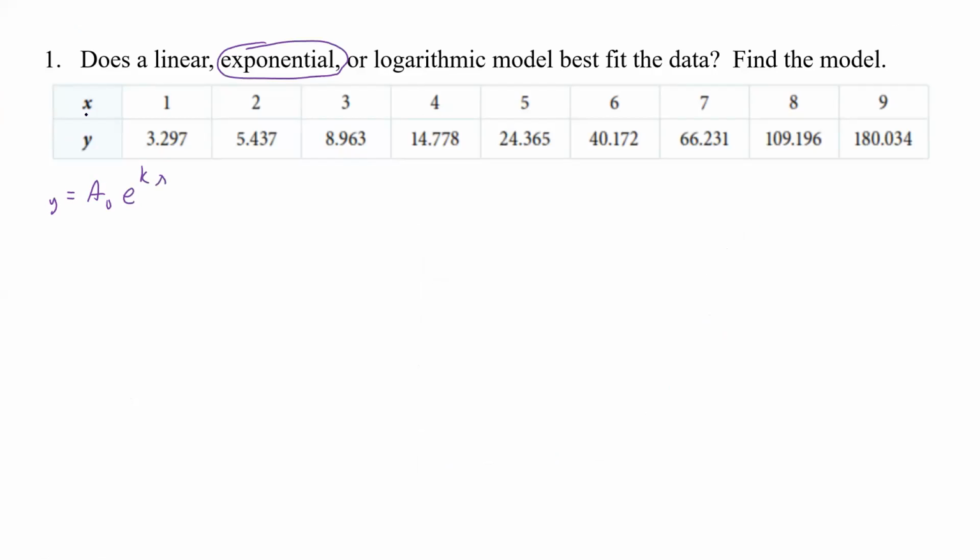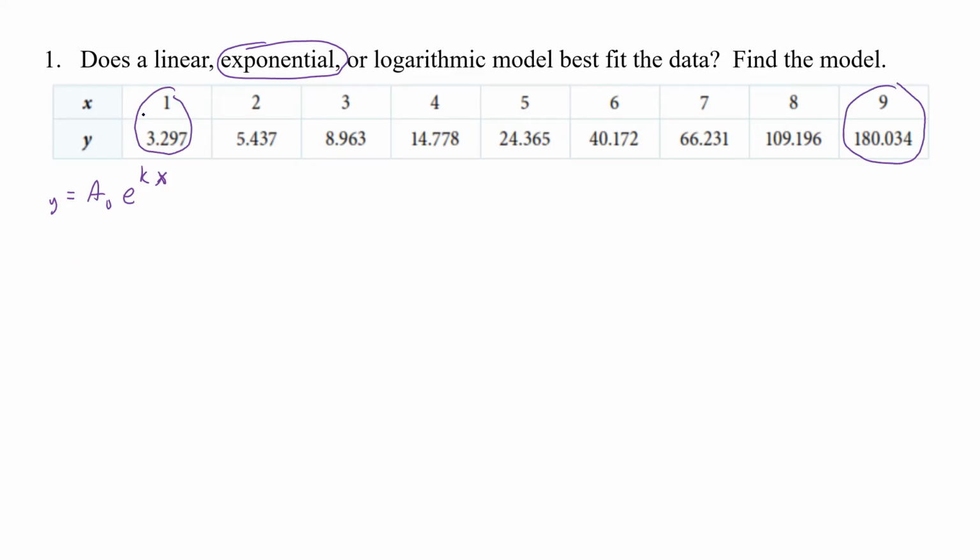If we know it's exponential, we have y equals a naught e to the k times x. We're using x's and y's, so we'll just use that instead of the t. Now we're going to look at 2 points. Let's pick our first point and our last point. That should give us the most difference. Hopefully when we use only 2 points to find this model, that will get us close enough to the actual answer.